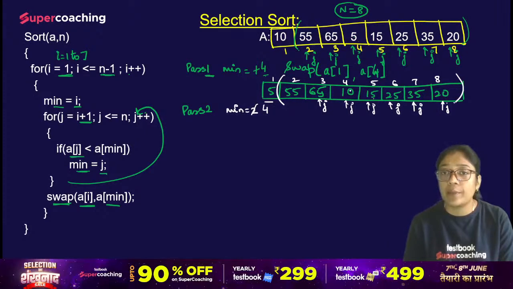So we will be swapping these two elements. Now swap A of 2 and A of min. Min is available at index 4. तो जब ये swapping होगी, then we'll get here the elements as 10 and 55.